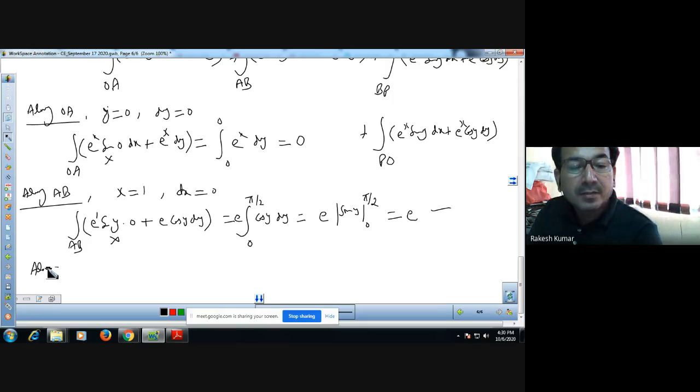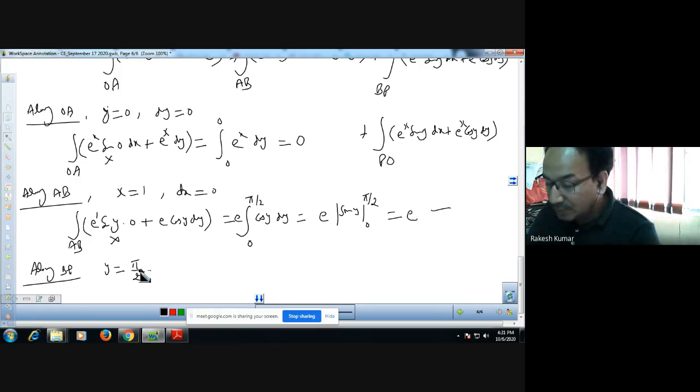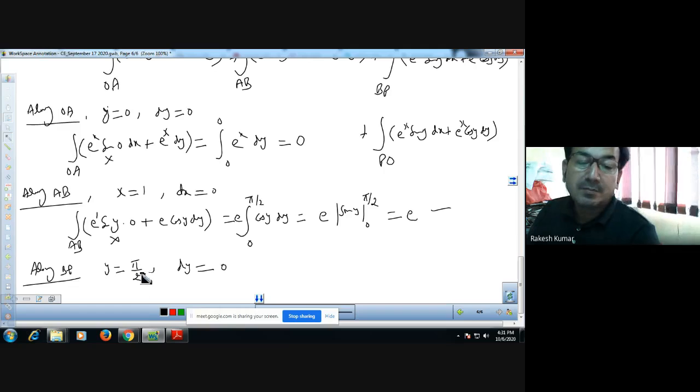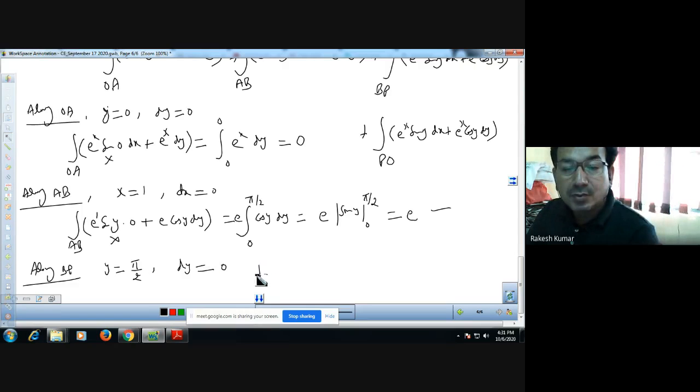Now, similar will be the case along BP. So what is BP? That is the line y is equal to pi by 2. If you see it, if y is equal to pi by 2, then its differential will be 0, because pi by 2 is a constant and its derivative will come out to be 0.